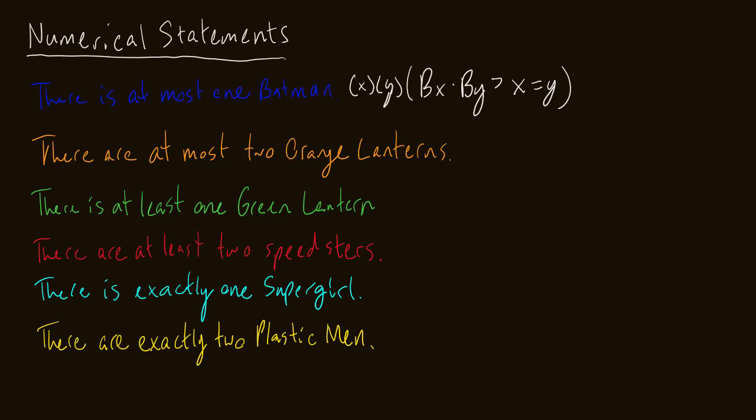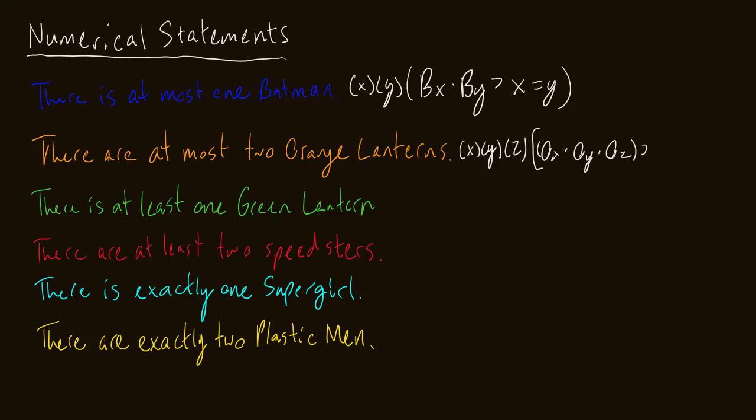Now, what if I want to say there are at most two Orange Lanterns? This is where things are going to change a little bit. We're going to have to introduce a third variable, a third universal quantifier. So I'm going to say for all x, for all y, and then for all z. And then this will be similar enough. We'll use O for "is an Orange Lantern." So if x is an Orange Lantern, y is an Orange Lantern, and z is an Orange Lantern, let's just put that all in parentheses.